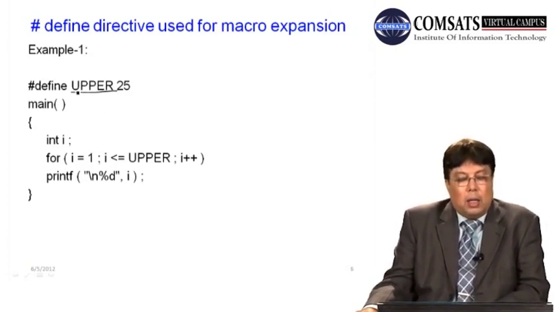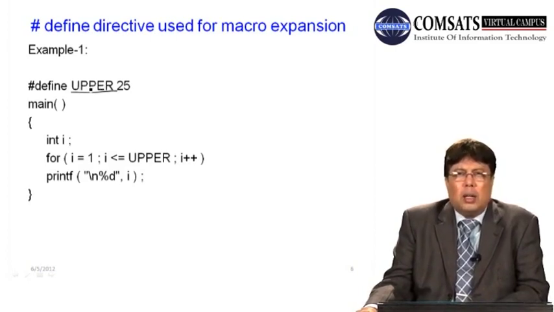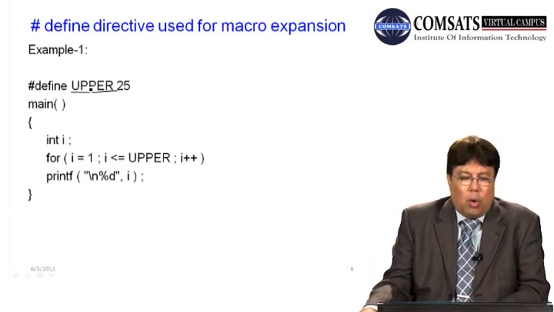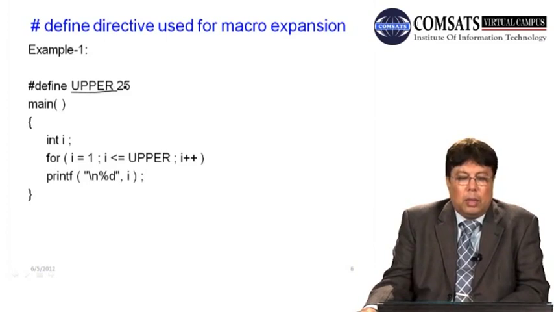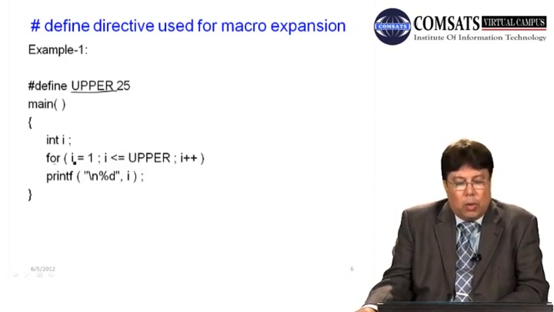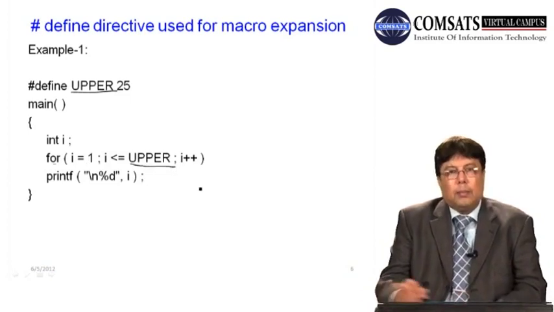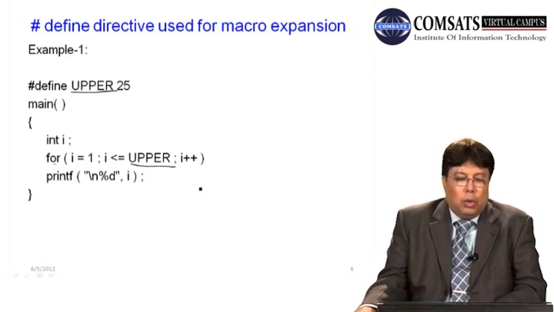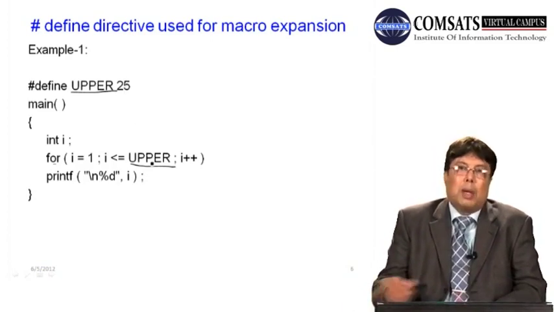Okay, so I have defined upper, any name that I want to give it, no restrictions here, because before the code is submitted to the compiler, it will be resolved. So I have defined upper 25. Note that no equal sign is here. So when I use this in the for loop, for i equal to 1, i less than or equal to upper, this value 25 is replaced with this upper here.